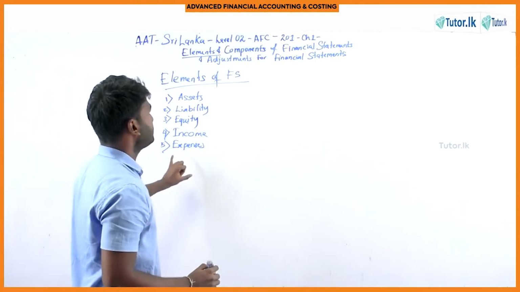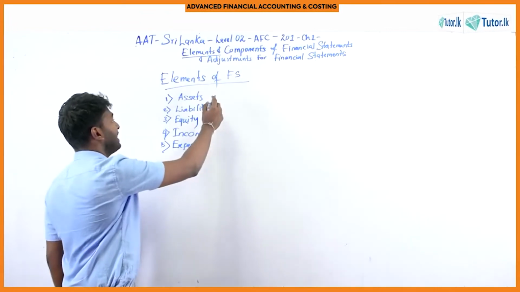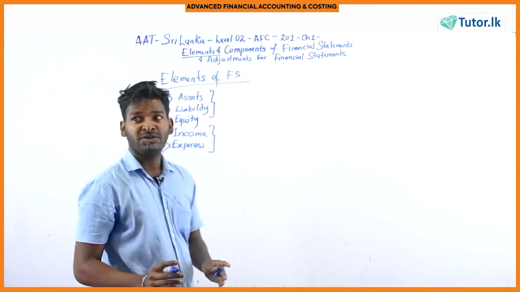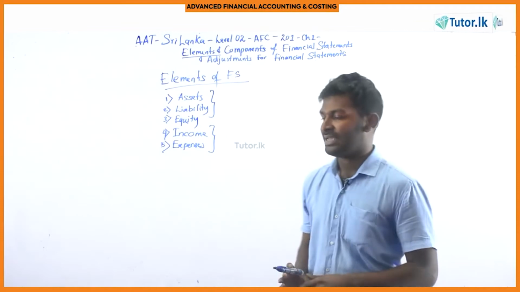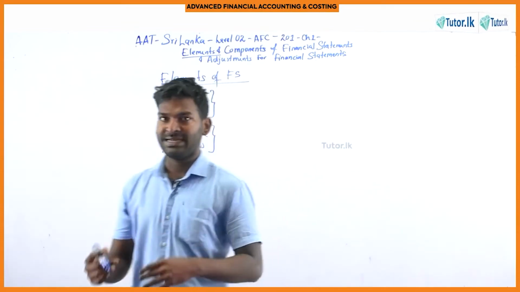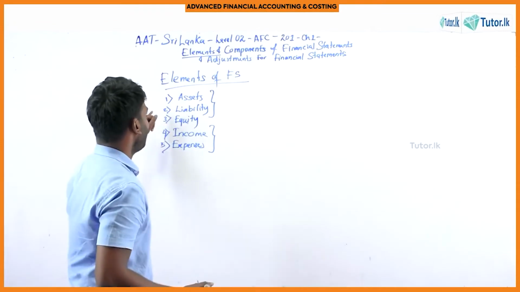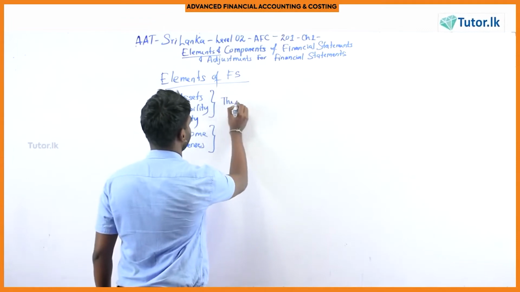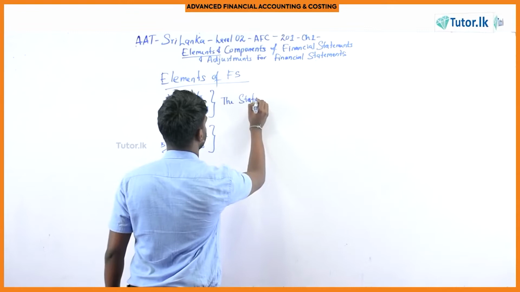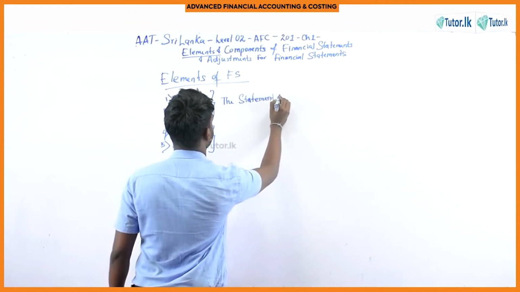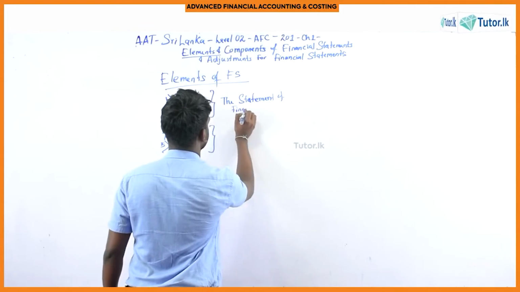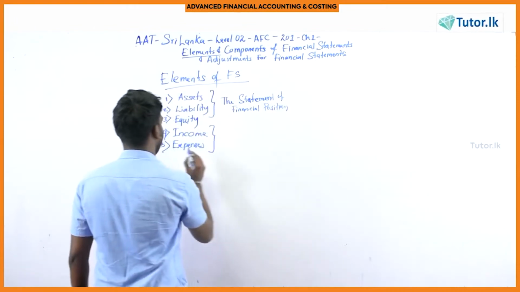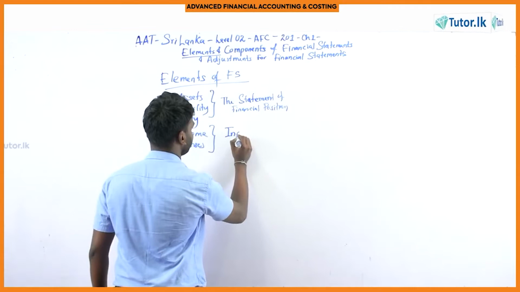Now when it comes to this level, the advanced level, these will be represented in 2 of the main statements, the 2 main financial statements which we will be studying further down in the syllabus. Assets, liability and equity, all 3 will be represented in something called the statement of financial position, and income and expenses will be represented in the company's income statement.